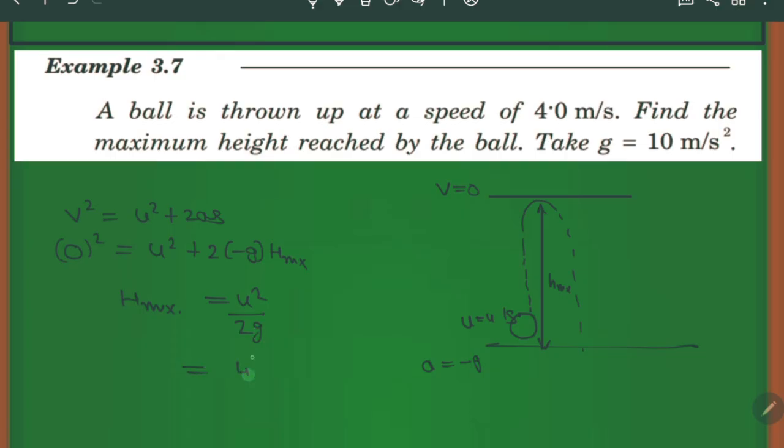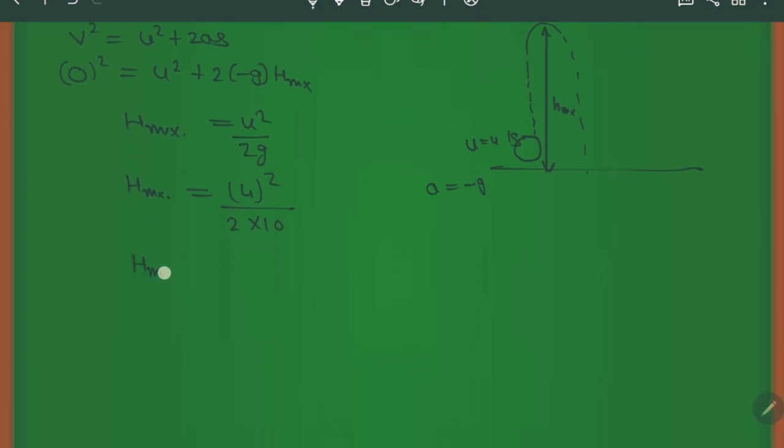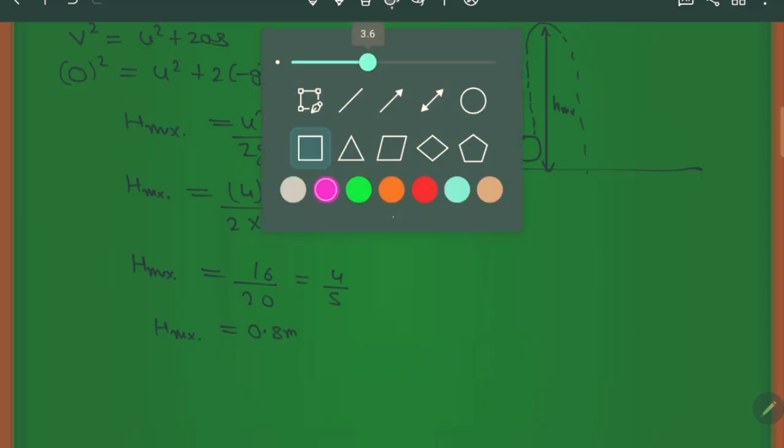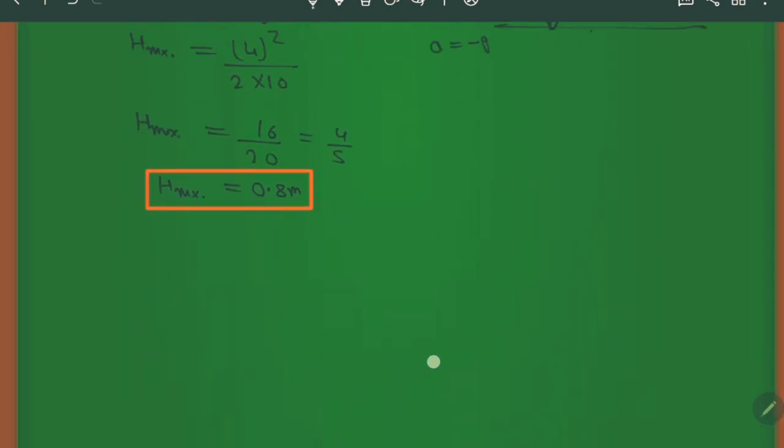They have given u is 4, divided by 2 into 10. So h max comes out to be 4 4 is 16 by 20, 4 by 5. So h max comes out to be 0.8 meter. Right? So this is our last example.